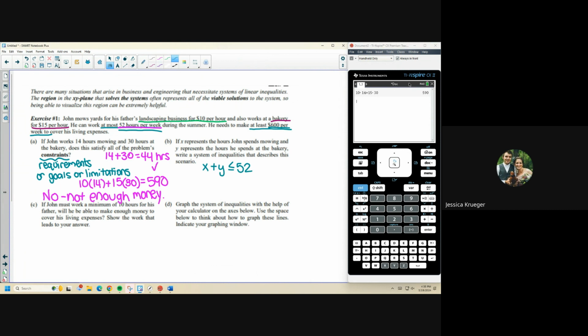My second constraint is he needs to make at least $600. Since we're talking about money, this is when we're going to include the amount of money that he earns at each job. He earns $10 per hour landscaping plus $15 per hour at the bakery, and that needs to be greater than or equal to 600, because he needs to make 600 or more.